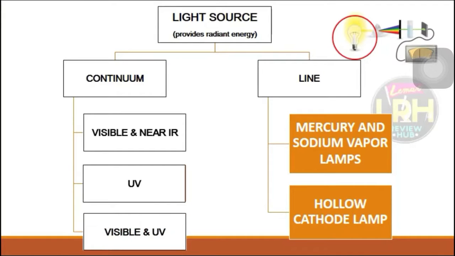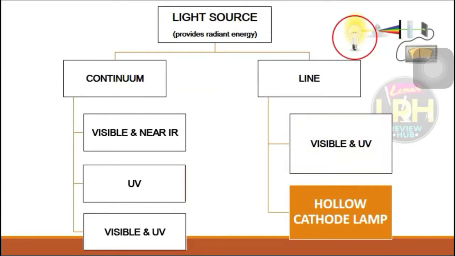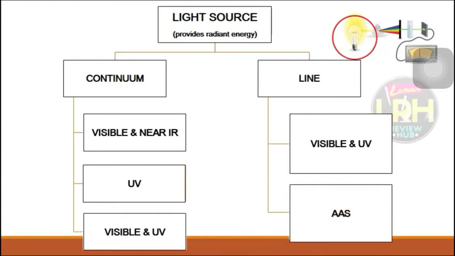And under line light sources, we have two. We have mercury and sodium vapor lamps and hollow cathode lamp. Mercury and sodium vapor lamps are used for visible and UV regions. And hollow cathode lamp is used for AAS.